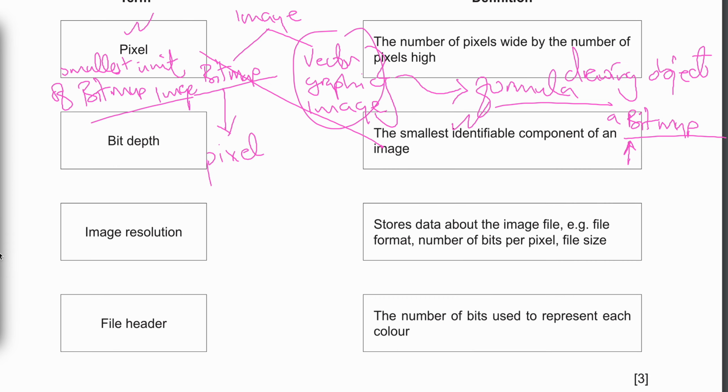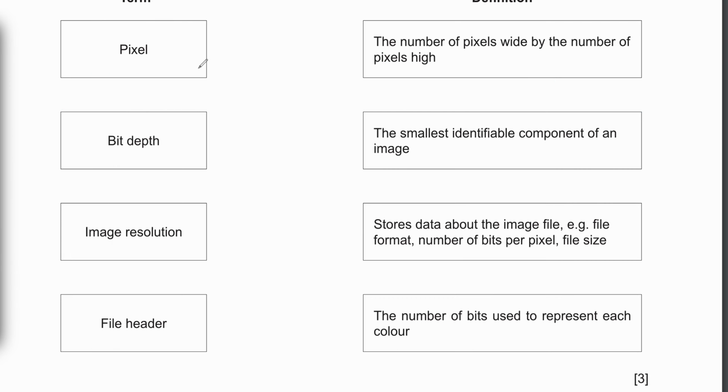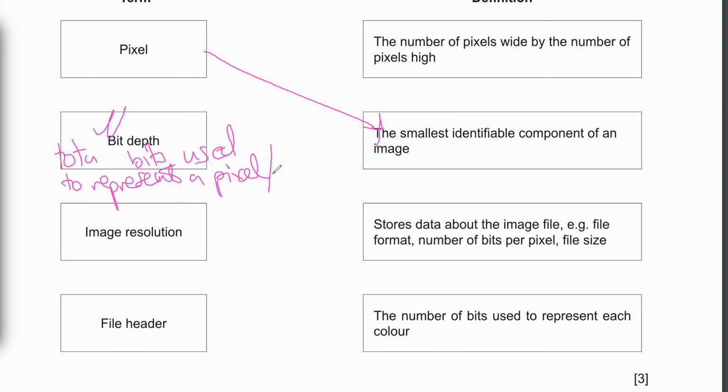So I will go ahead and clear my screen. This is being indicated by this. And the next thing that we have is bit depth. So bit depth basically refers to the total number of bits used to represent a pixel, or to represent each color, right? That's what is called a bit depth.